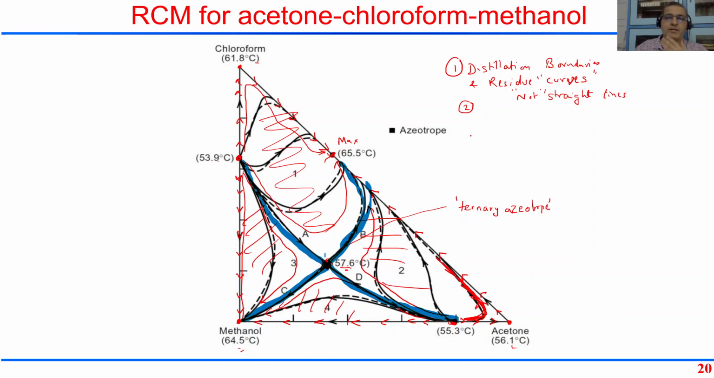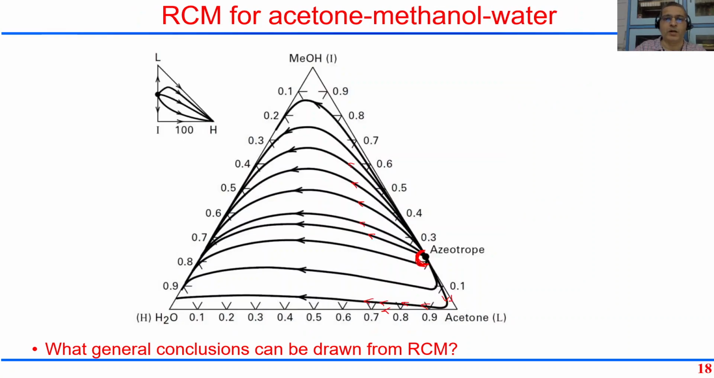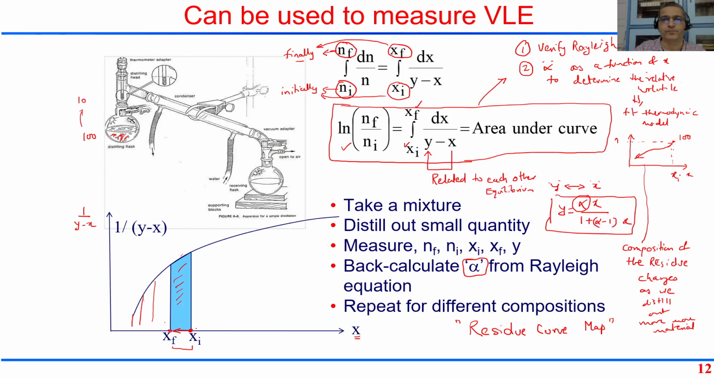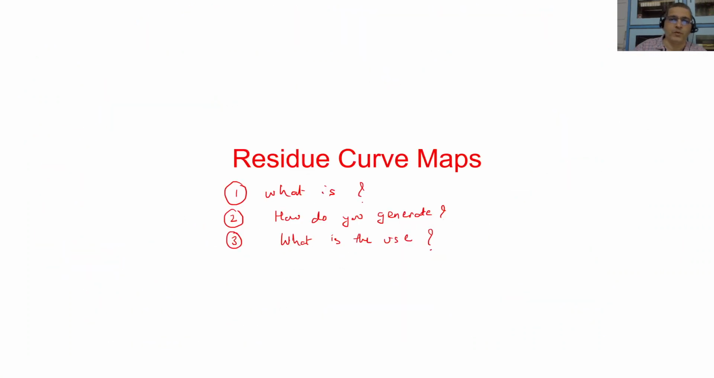And to generate these residue curve maps, we would start with points which are around the azeotropes or around the vertices and take different points and see how they would change. So that's going to come in the next class. How do you generate these residue curve maps, at least qualitatively? So what we have looked at in this lecture, we have seen what a residue curve map is, and how you generate it from a thermodynamic point of view, a rigorous method.